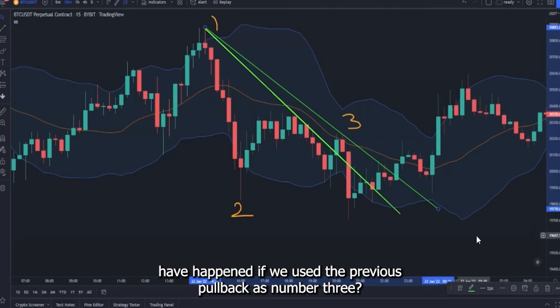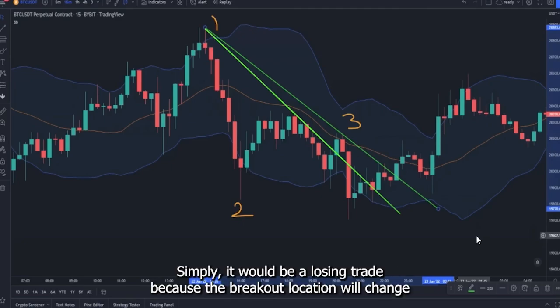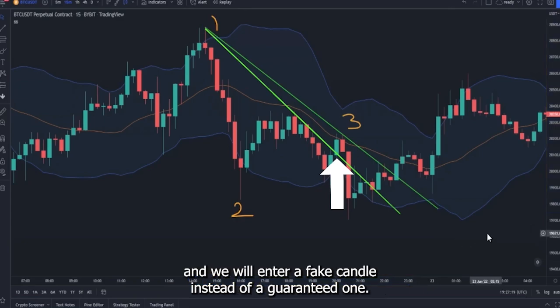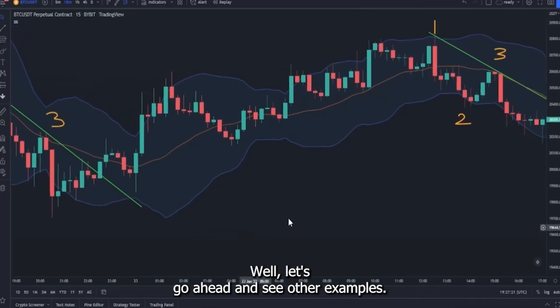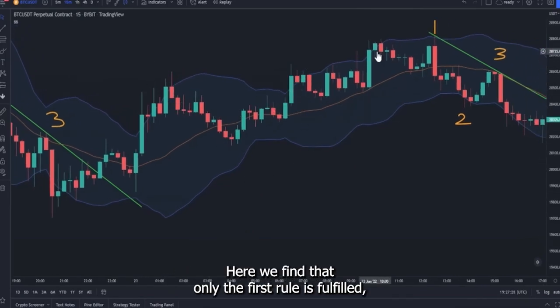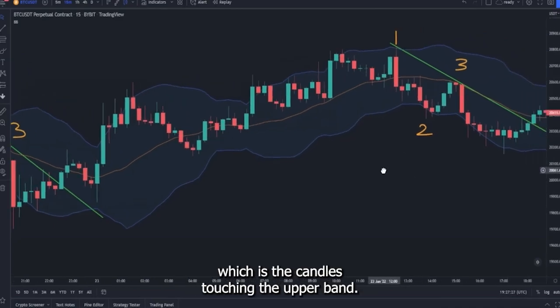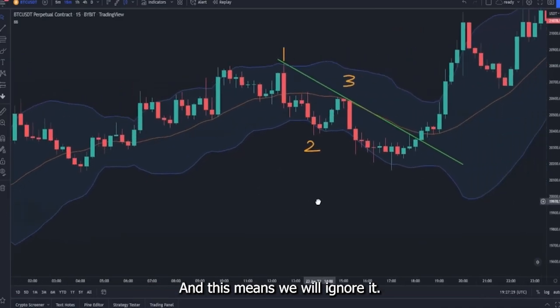But what would have happened if we used the previous pullback as number 3? Simply, it would be a losing trade because the breakout location will change, and we will enter at a fake candle instead of a guaranteed one. Well, let's go ahead and see other examples. Here we find that only the first rule is fulfilled, which is the candles touching the upper band, and this means we will ignore it.